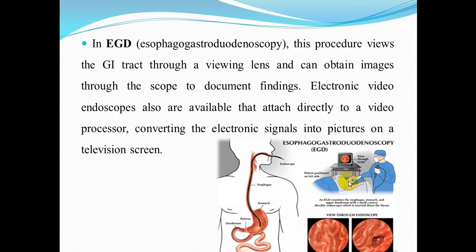In EGD, as we said, esophagus gastroduodenoscopy, this procedure views the GI tract through a viewing lens and can obtain image through the scope to document finding. Electronic video endoscope is also available that attaches directly to a video processor, converting the electronic signals into pictures on a television screen.